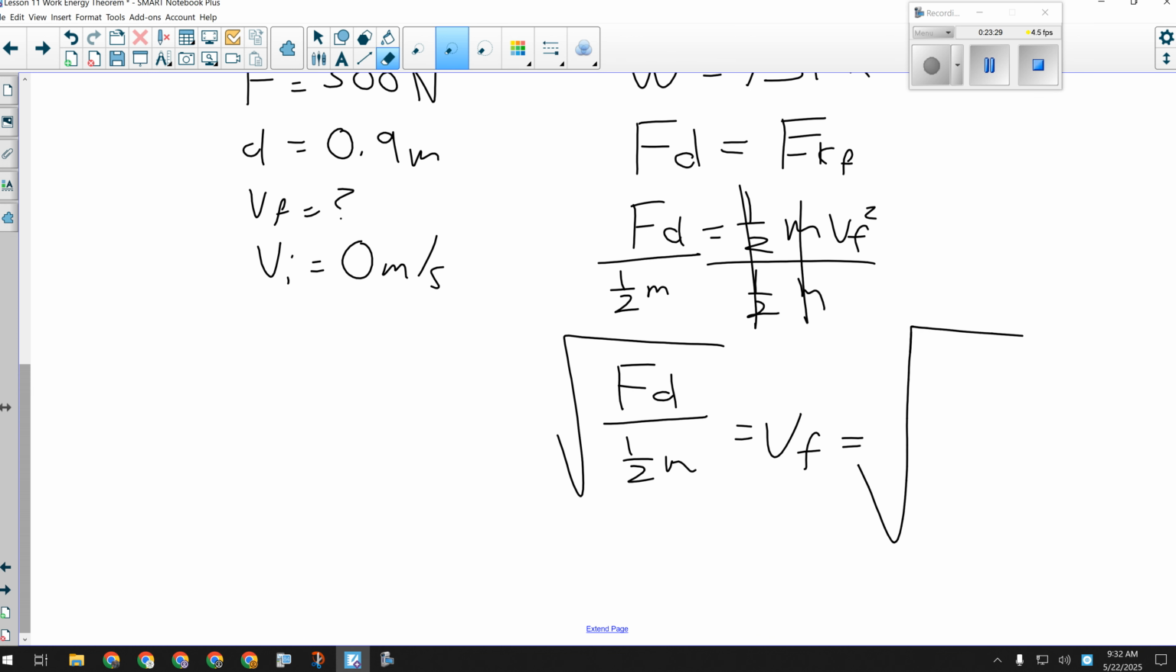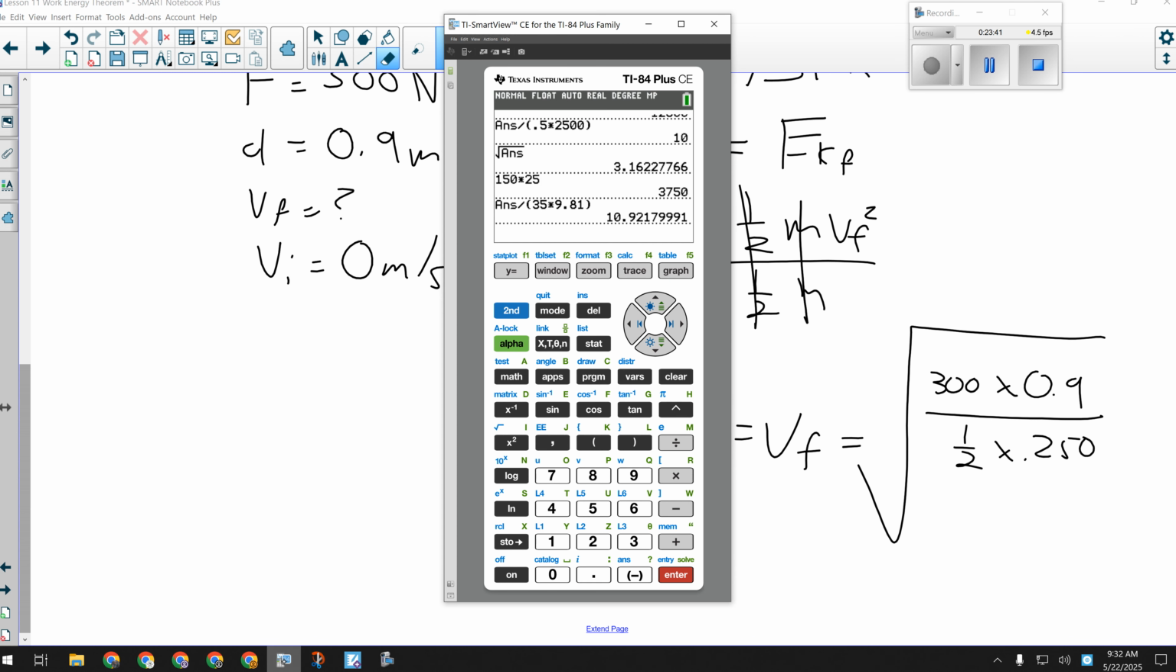And with the numbers plugged in, that'll be 300 newtons times 0.9 meters divided by 1/2 times 0.250 kilograms. So it should actually come up to 46.5, not 46.4, if we round properly. Okay, meters per second.